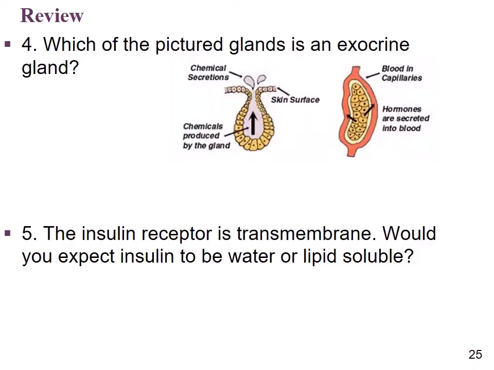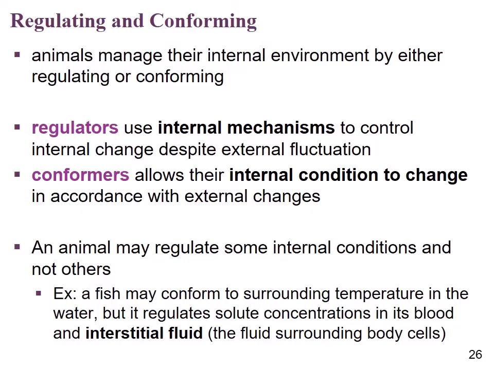Number 5, the insulin receptor is transmembrane. Would you expect insulin to be water or lipid soluble? So if you look at the word transmembrane, that means it's across the membrane. So that means the insulin itself isn't making it across the membrane. So would you expect it to be soluble in water or lipids? If we have to have this membrane receptor, that means it's going to be water soluble, because if it was lipid based, it could just go right across the cell membrane on its own. So insulin is water soluble.